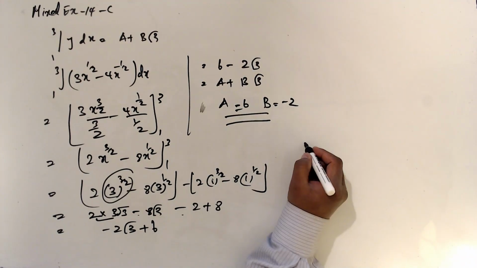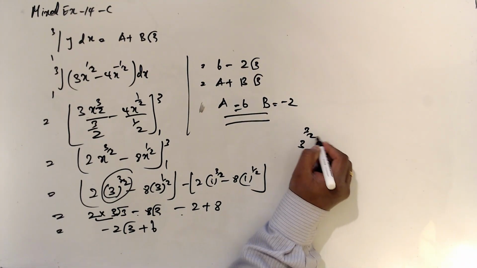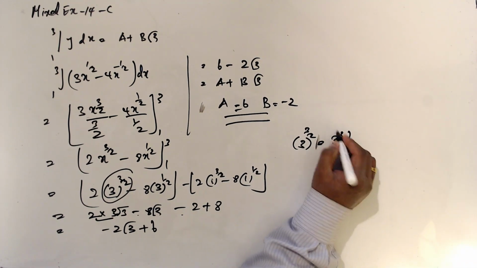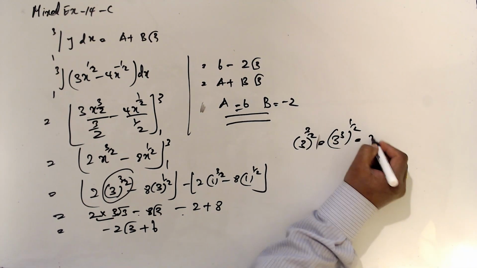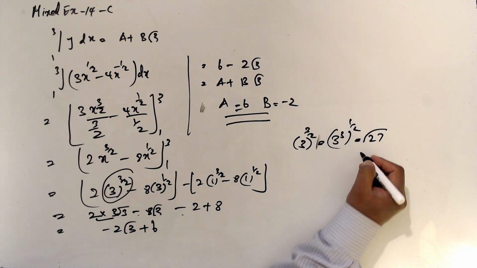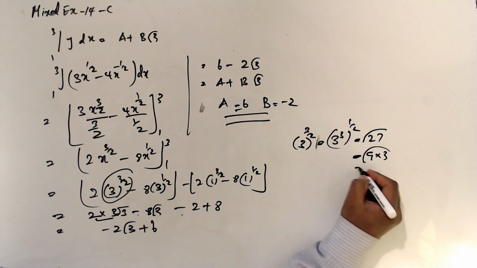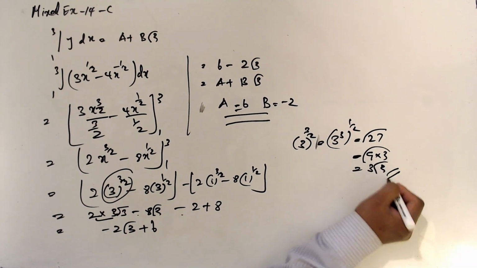Now this one, 3 to the power 3 over 2. You can write it as 3 times 3 to the half, which is 3 square root 3, or 9 times 3 under the root, that is 27. So 3 square root 3.